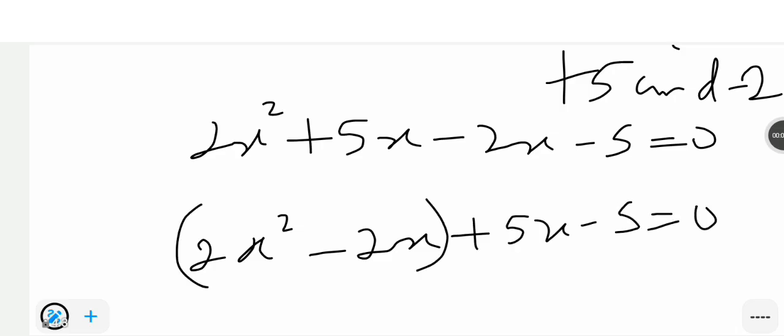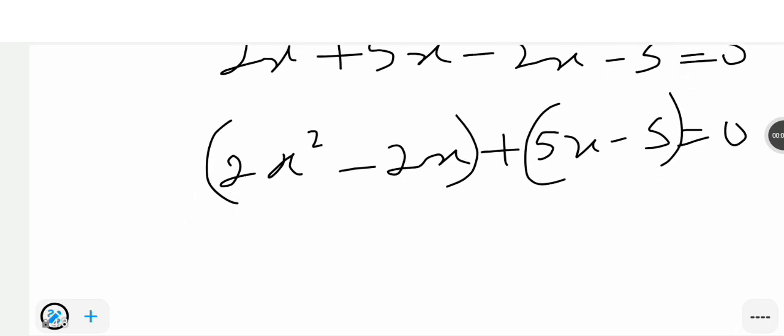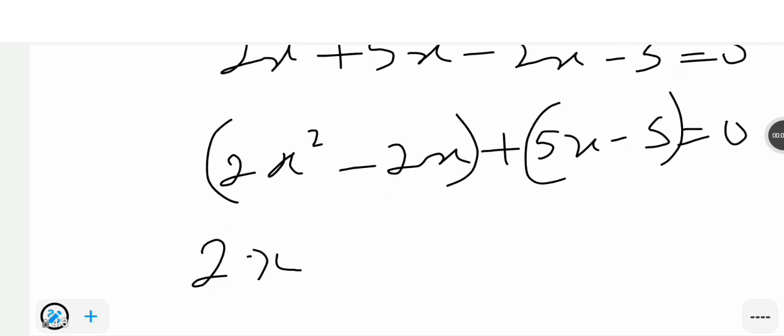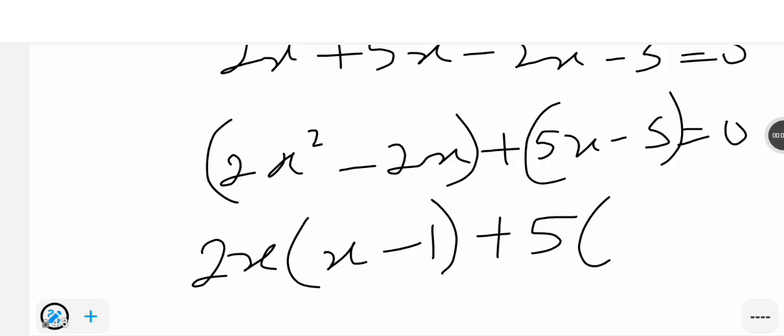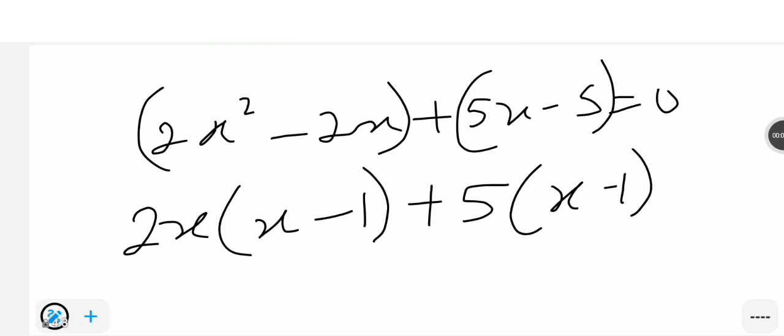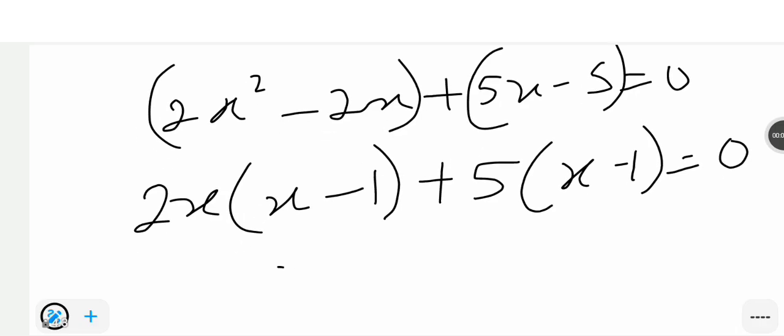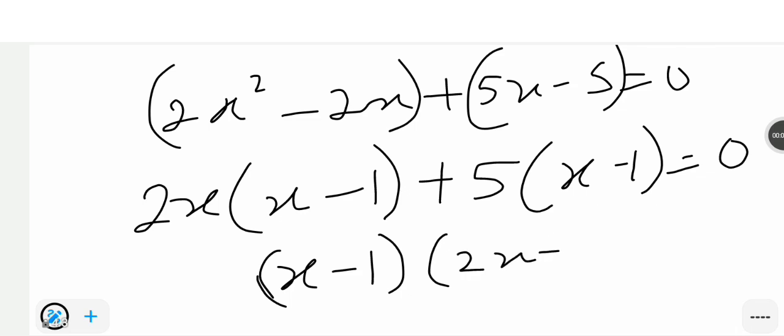You can now factorize. So you group them and factorize. You can see 2x is common here. Once 2x enters into 2x squared, it remains x. 2x into x gives you 1. 5 is common here. You have x minus 1. So take the one in the brackets. Then take the one outside the brackets.